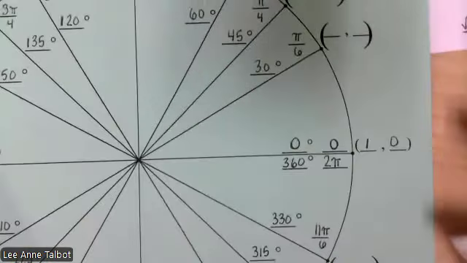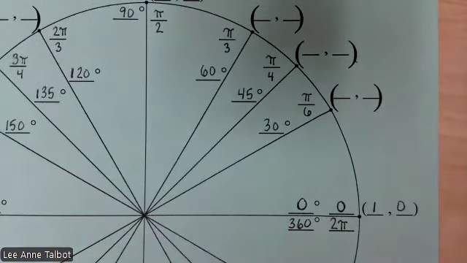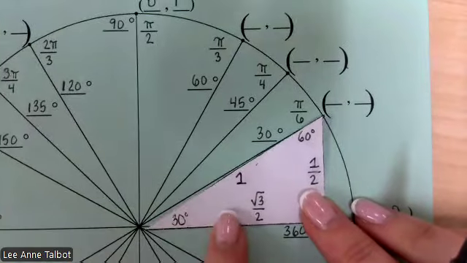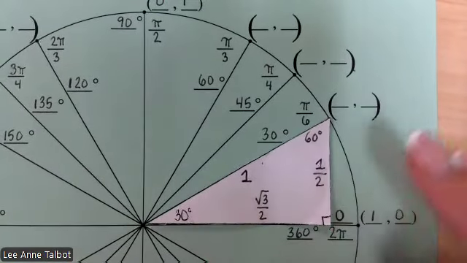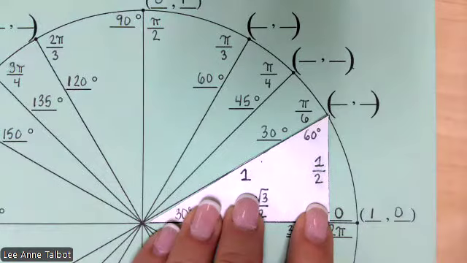Okay, so what I want you to do is come back to quadrant 1. And I want you to tuck your 30, 60, 90 triangle into that spot with the 30-degree angle.